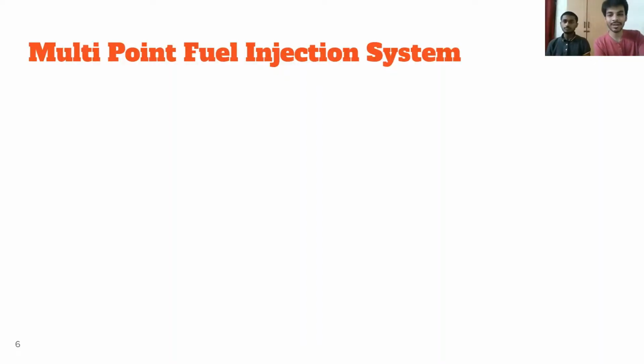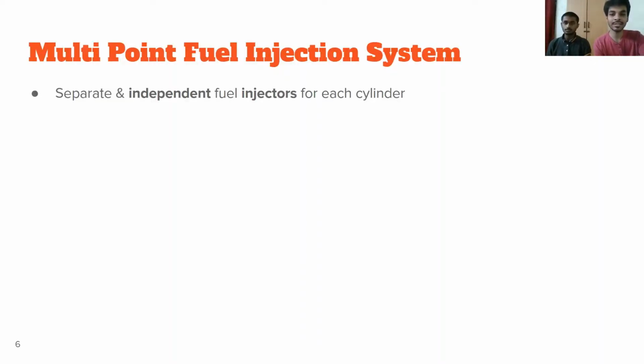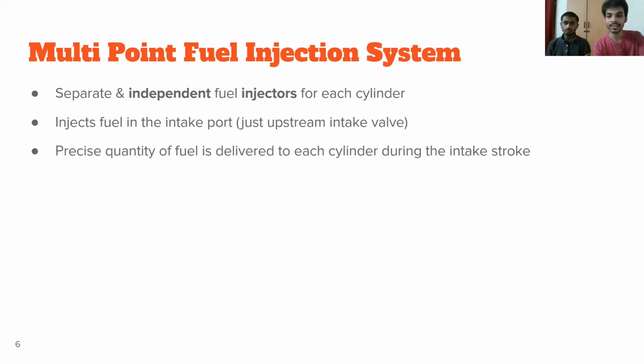Now coming to the multi-point fuel injection system. In this, we have separate independent fuel injectors for each and every cylinder a particular engine has. These injectors will inject fuel into the intake port, which is just upstream of the intake valve, unlike the carburetor, which injects the fuel in the center of the manifold. This allows for a precise quantity of fuel to be delivered to each cylinder, and hence better control is present.